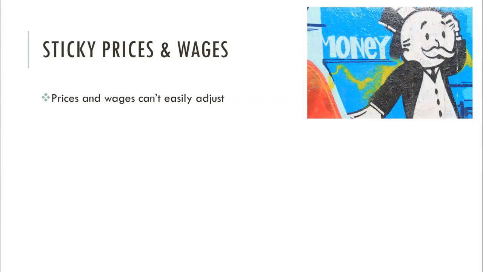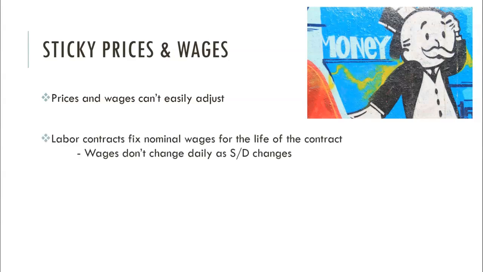Prices and wages don't easily adjust. They don't change continuously. Even if supply and demand are changing on a regular basis, prices and wages don't change continuously, unless you're talking about gas station prices. Partly because labor contracts have some sort of fixed nominal wage. Maybe you have a contract for a year or a month or 5 years, but wages don't really change daily. Usually you know how much you're going to be making and it's set for a specific amount of time. There's also minimum wages, so wages can't drop below a certain level.